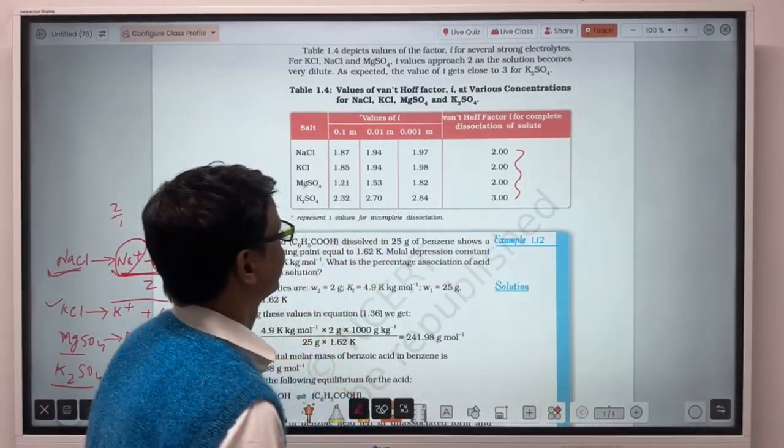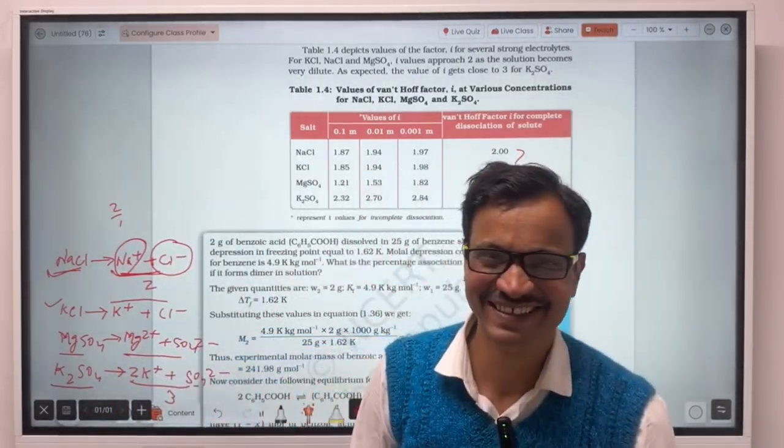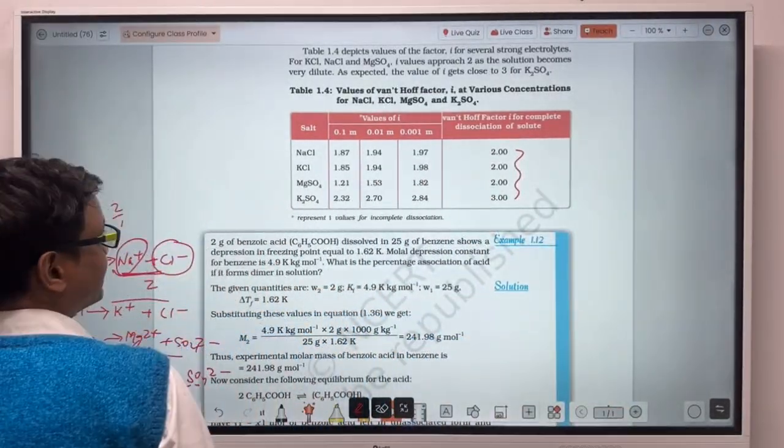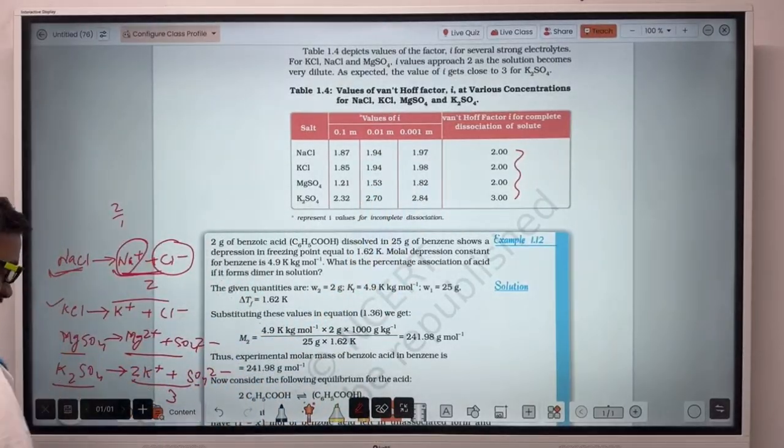This one. Need to mug up? Very simple. Now let's see here. And about this one, no need. Just like that it has been given.